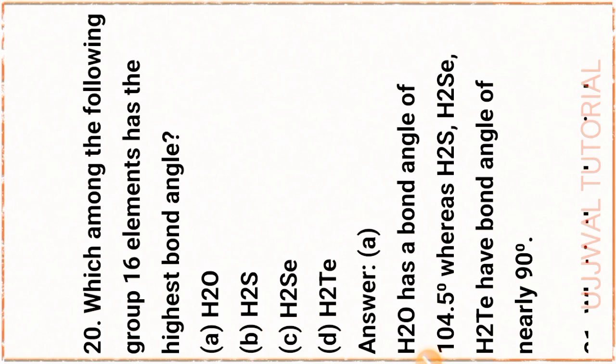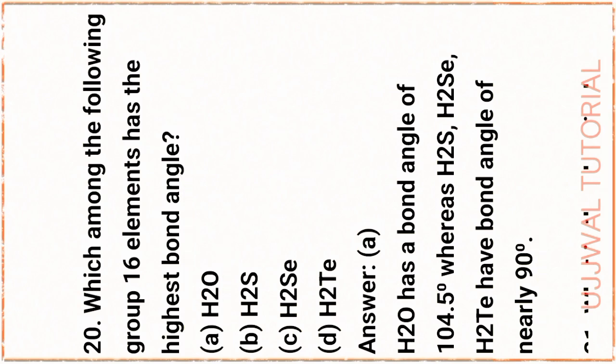Question number 20. Which among the following group 16 elements has the highest bond angle? Option A, H2O, water. To explain, H2O water has a bond angle of 104.5 degrees, whereas H2S, H2Se, H2Te have bond angles of nearly 90 degrees.